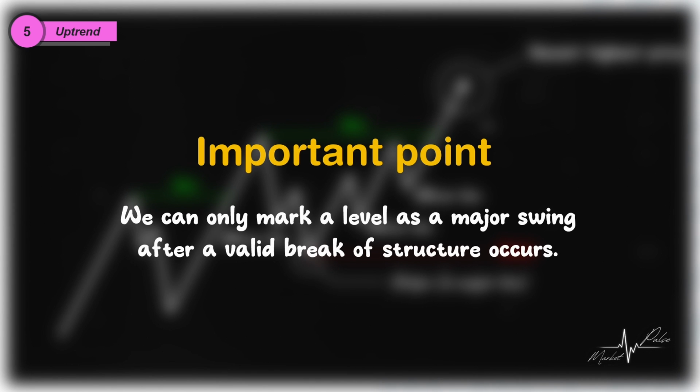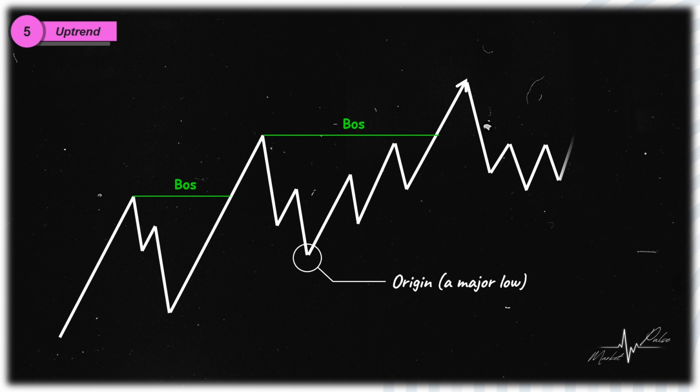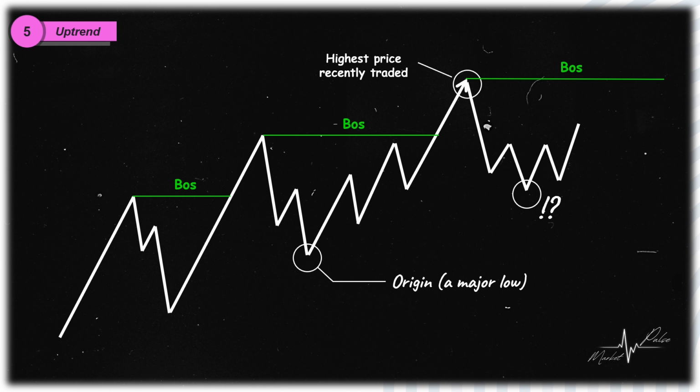Now, here's an important point. We can only mark a level as a major swing after a valid break of structure occurs. For instance, this low cannot be identified as a major swing low until a valid break of structure takes place. This is the highest price recently traded, so a break of structure is only valid when the price breaks through this level. As mentioned, only after a valid break of structure can we mark a level as a major swing. Thus, this level is considered a major swing low, while the others are minor.